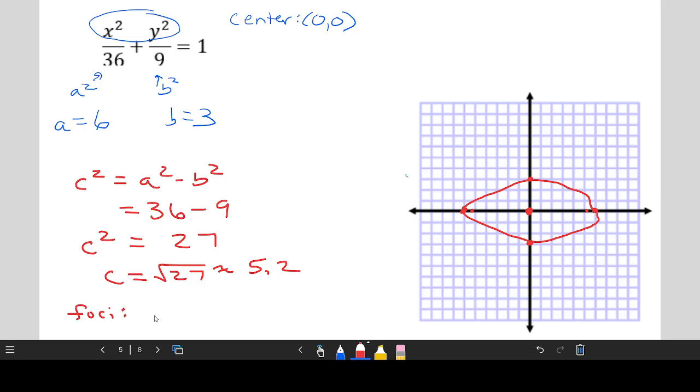I think it's helpful to graph it first, like plot the foci on there, and then write down the coordinates, because you can visually see I'm going from the center left and right along my major axis, and then you can see what points I plotted. One of them was square root of 27, comma 0, and the other one was negative square root of 27, comma 0.